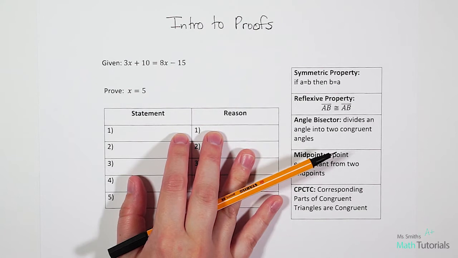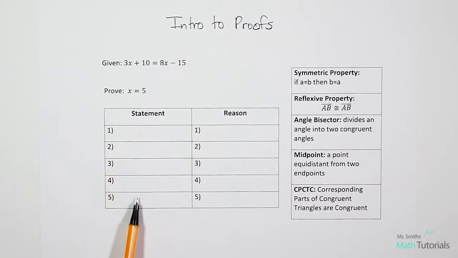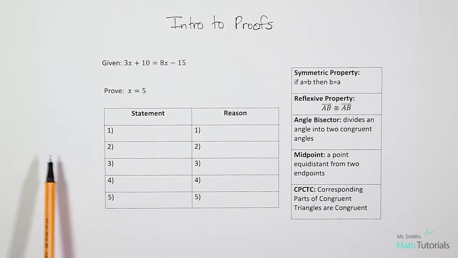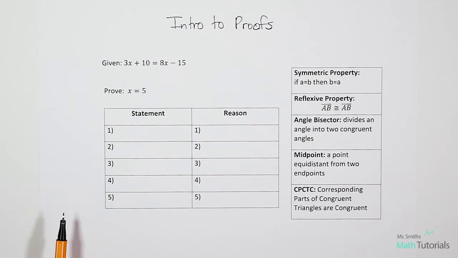So for algebraic proofs specifically, what's really important is we don't want to put any work inside of our table. Our table is just for our statements and our reasons. It is not for any work. So any work that we need to do, we are going to show over here on the side.